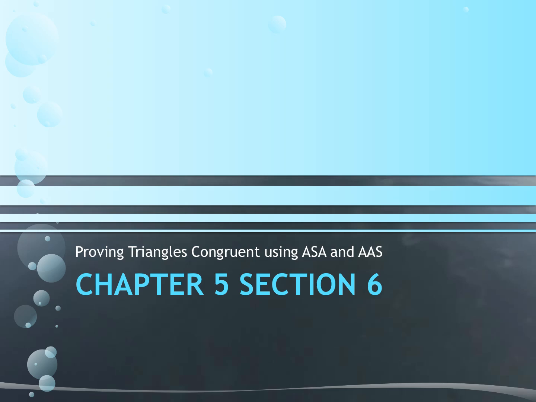So today we're going to cover Chapter 5, Section 6. We're going to learn two more shortcuts, and those shortcuts are ASA and AAS, which stands for angle, side, angle, and angle, angle, side. Notice in both of the acronyms there are two A's, but the location of that side or that S is what is going to make the difference between the ASA and the AAS. So let's take a look at the first one.